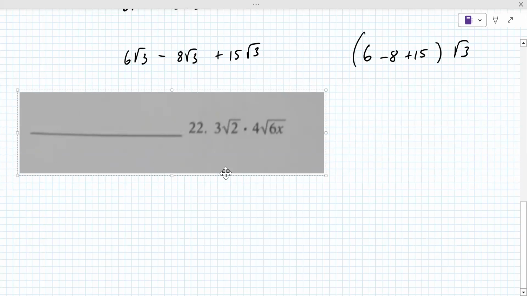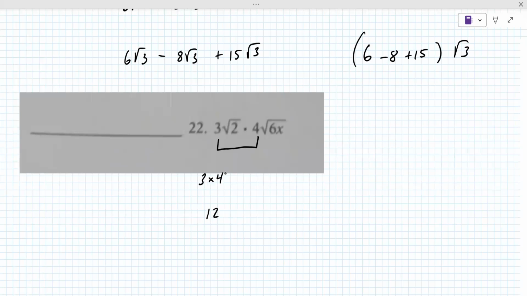All right. 3 square root 2 times, now we're multiplying, we're not adding anymore, 4 square root 6x. Okay, so you can multiply the numbers on the outside. So 3 times 4, that's 12. Then you can multiply the numbers on the inside. Square root of 2 times the square root of 6x. That's the square root of 12x. And everything is still multiplied together.